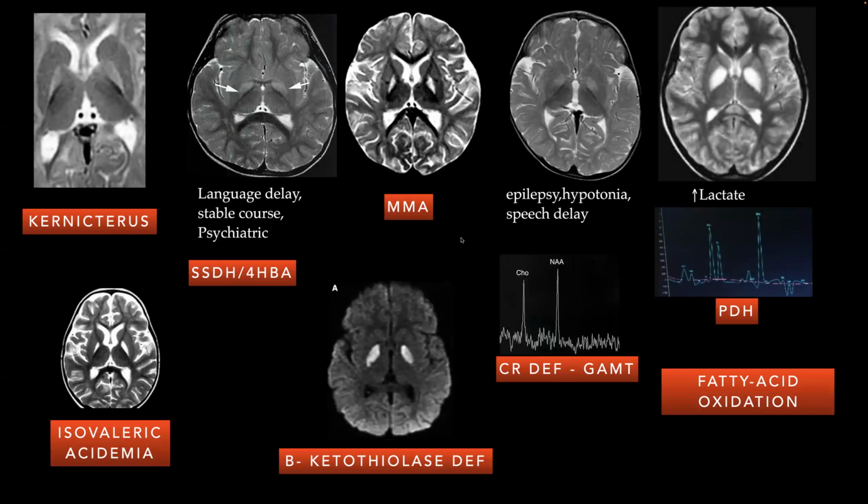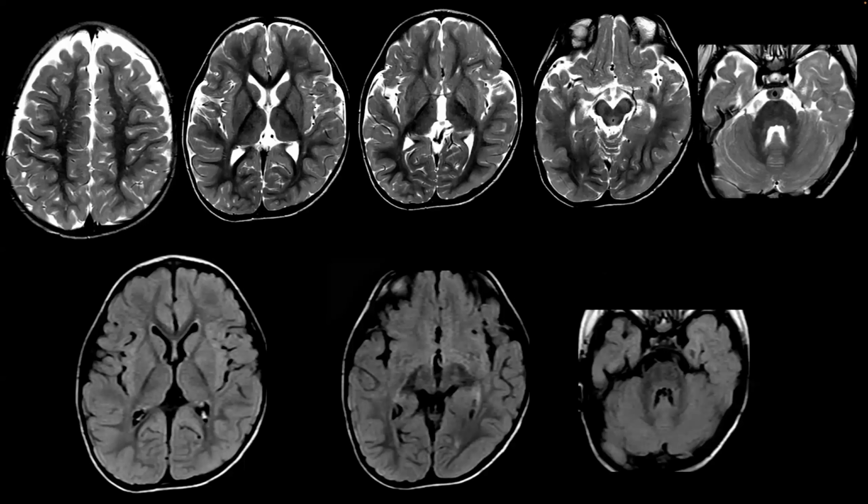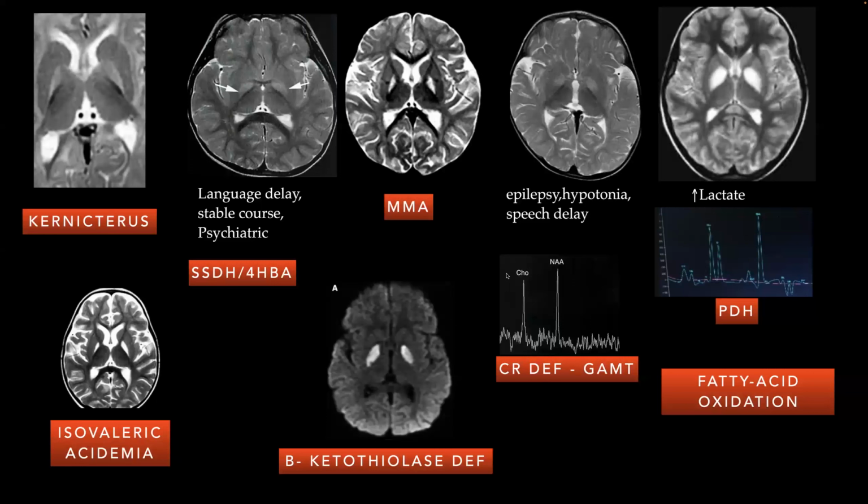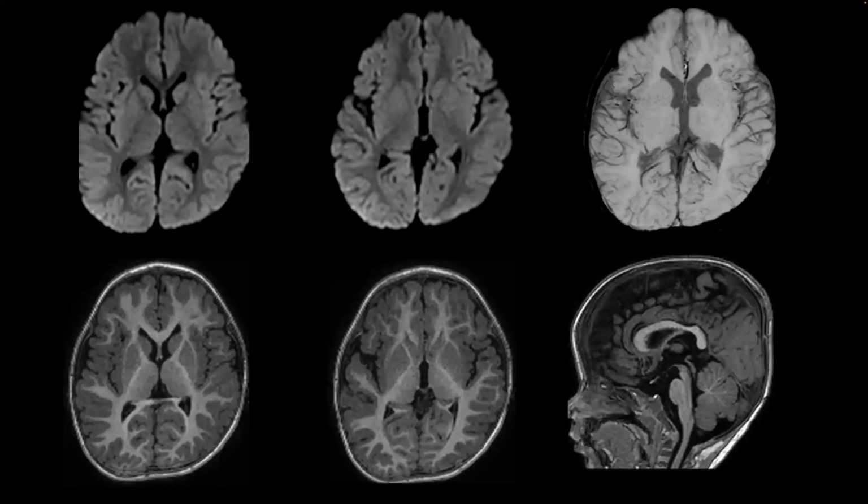SSADH will have any markers on the MRS? No, not on the MRS. Only the creatine deficiency one will have. In SSADH, the globus pallidus and the midbrain abnormalities can be seen, also dentate nucleus changes. But SSADH is a differential. Okay. Sure. Because that midbrain atrophy is something quite striking.